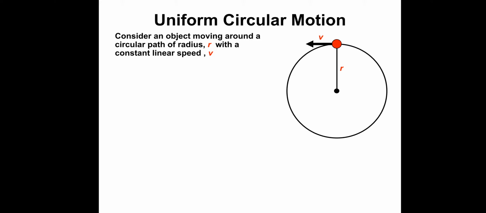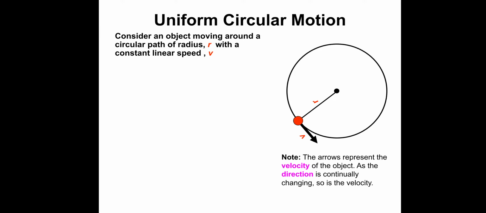So let's start. Uniform circular motion. If you consider an object moving around a circular path of radius r with constant linear speed v, just like this. As you can see, as the object rotates around, the velocity vector remains at a tangent to the circle. The arrows represent the velocity of the object. As the direction is continually changing, so is the velocity.